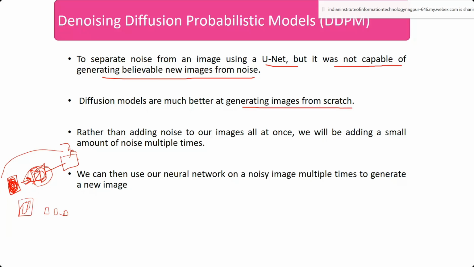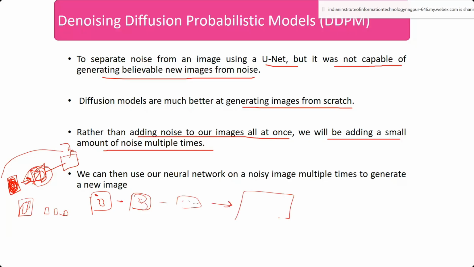So rather than adding noise to your images all at once, we will be adding a small amount of noise multiple times until your image becomes completely noisy. So what is your goal? You have a dog image here, somewhere the dog is there. What you will do is add noise first, then again add a small amount of noise, again a small amount of noise, till the image becomes completely noisy.